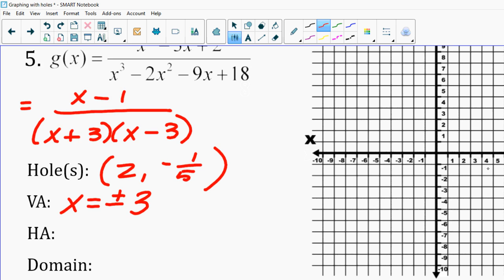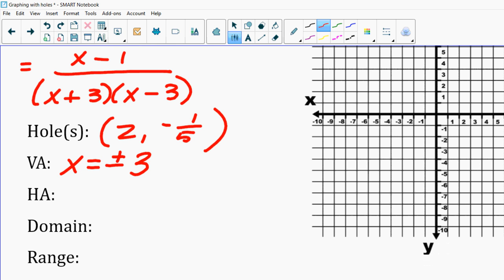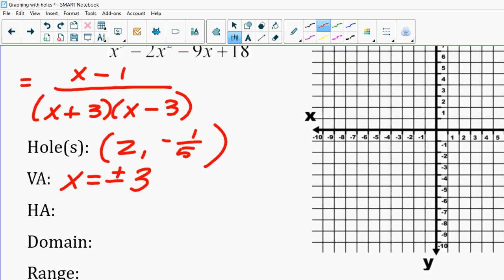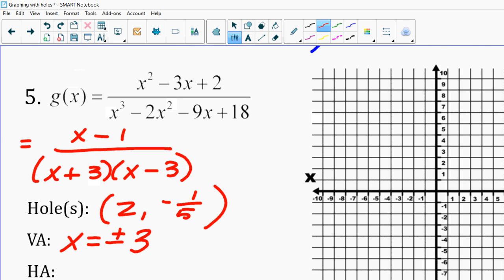Horizontal asymptote. Remember, to do horizontals, you compare the degrees. I could compare the degrees with what's left, or I could compare the degrees with the original. I'm going to get the same horizontal asymptote. Let's compare them here. What's the degree of the top? 2. What's the degree of the bottom? 3. If the degree of the top is smaller than the bottom, look in your notes. It's y equals 0.